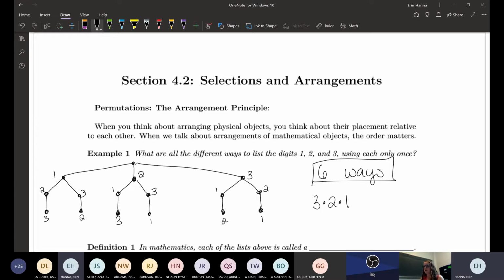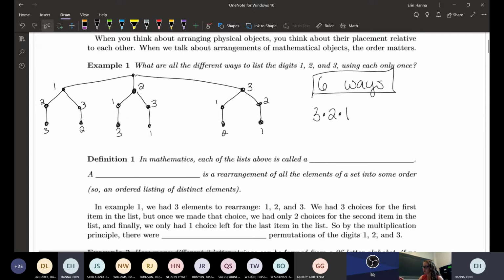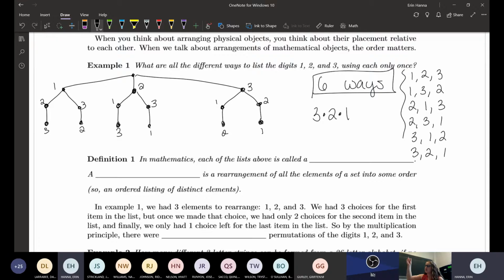Now notice that the order also mattered here. So 1, 2, 3 is not the same as 3, 2, 1. Now in math, a list, so I didn't write out the list. Let me write out the list. So we had 1, 2, 3, 1, 3, 2, 2, 1, 3, 2, 3, 1, 3, 1, 2, and 3, 2, 1 are the choices if I write them out in a list. So each of the lists that I just wrote down is called a permutation.